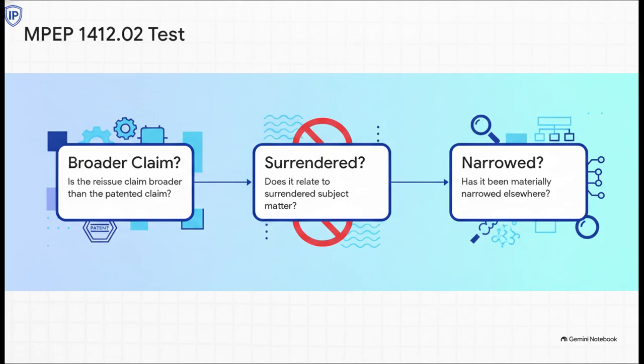From the examiner's side of the desk, this is exactly where broadening reissue applications most often stall. If you don't directly address the prosecution history and explain why the reclaimed scope isn't actually the surrendered subject matter, you will receive a rejection.